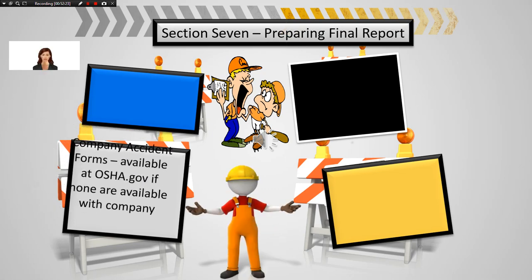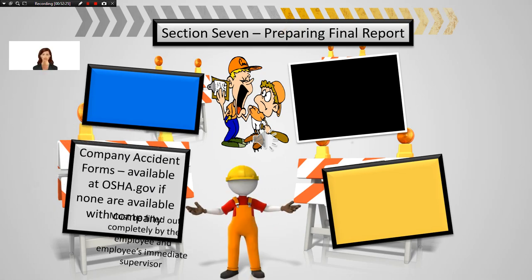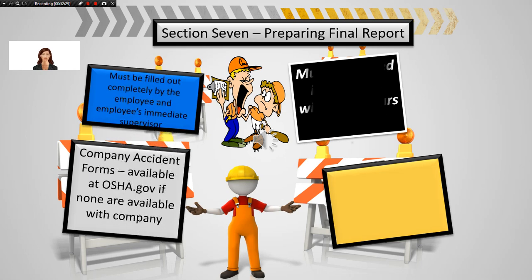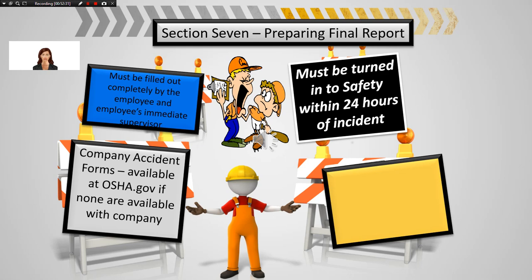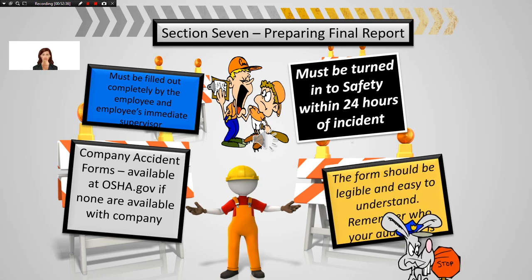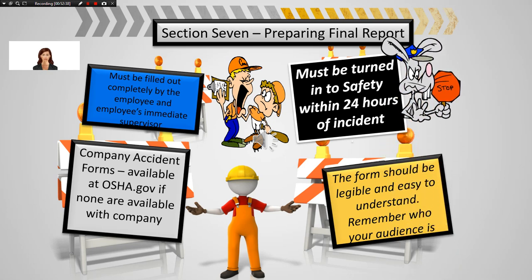Let's summarize it all up. The report must be filled out completely by the employee and the employee's immediate supervisor. Company accident forms are available at OSHA.gov if none are available with the company. The form must be turned in within 24 hours of the event. The form should be legible and easy to understand.